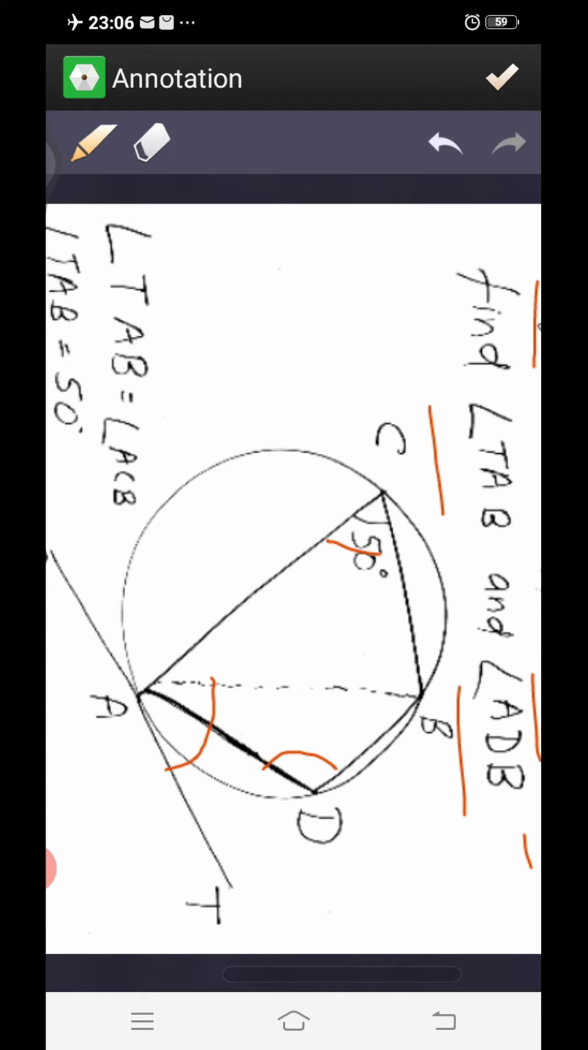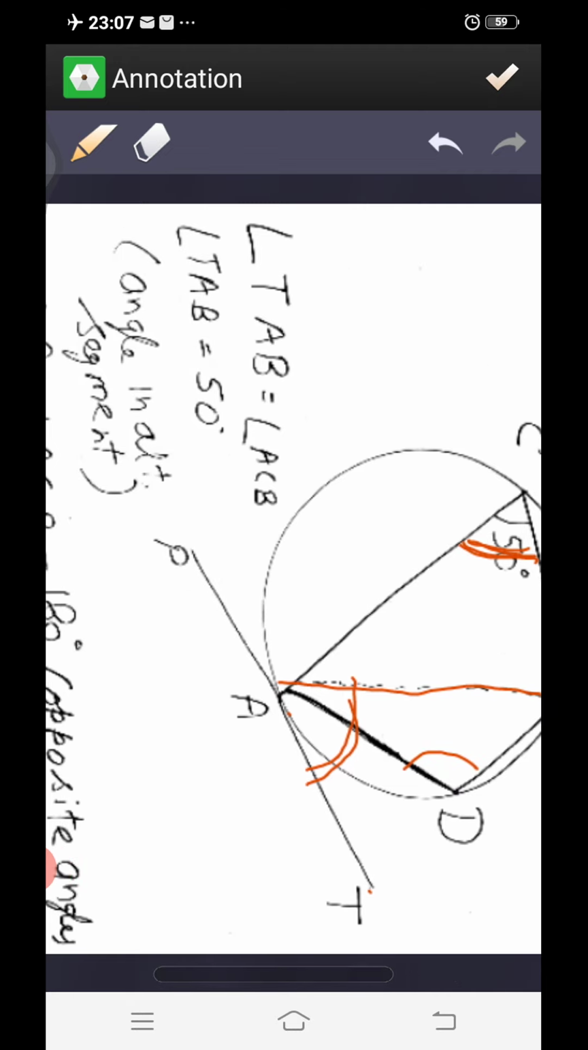So now let's see, angle TAB is equal to angle ACB. Here we can say angle TAB equals angle ACB. What is the reason? Angle of alternate segment. We can see here we have drawn this chord. Then this angle between the tangent and the chord will be equal to the angle of alternate segment. So angle TAB will be 50 degrees.